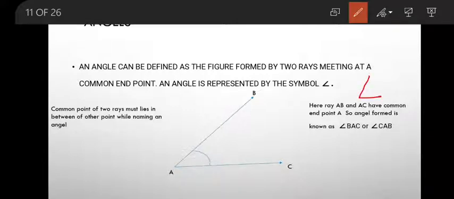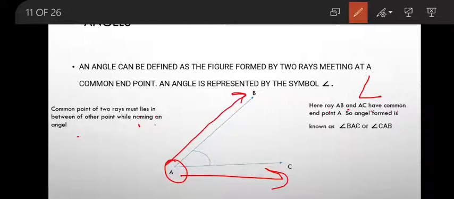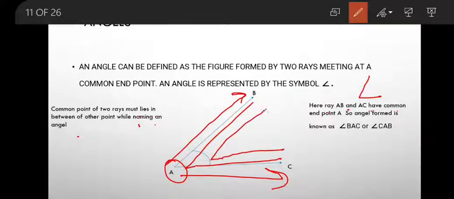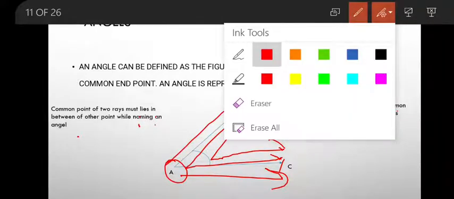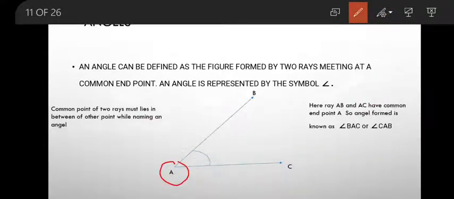The common point of two rays must lie in between the other points while naming an angle. Here ray AB and AC have common endpoint A. As you can see, this is the ray AB and this is the ray AC having common endpoint A. So the angle formed is known as BAC or CAB. Always keep in mind one thing, that the common endpoint should be in between while naming the angle.